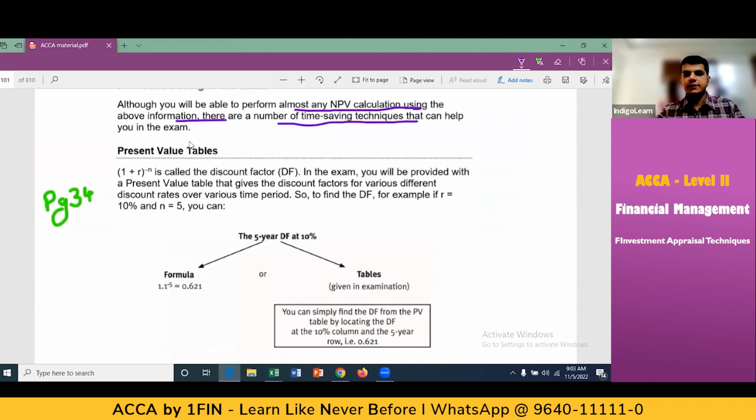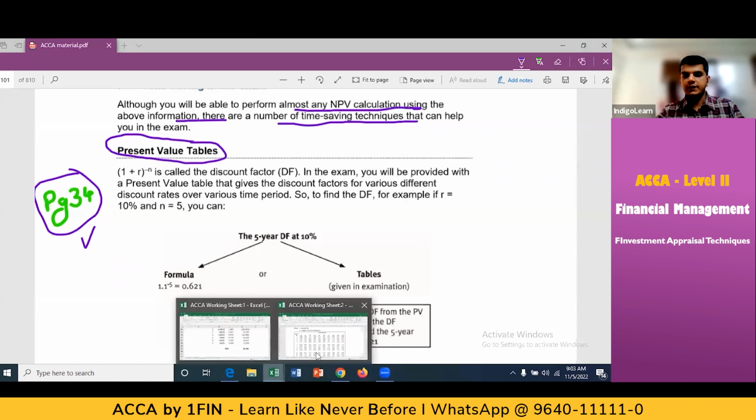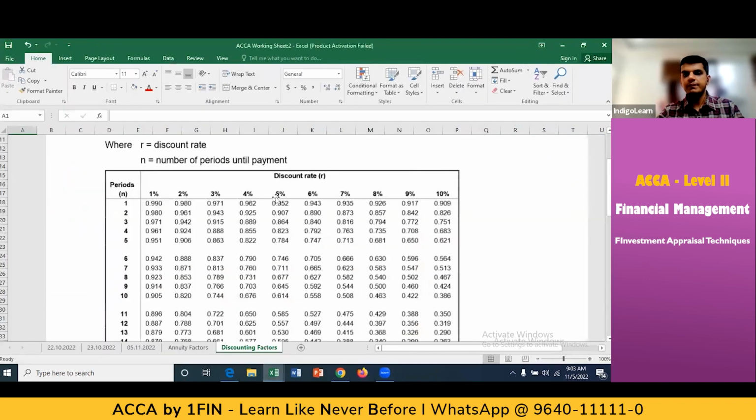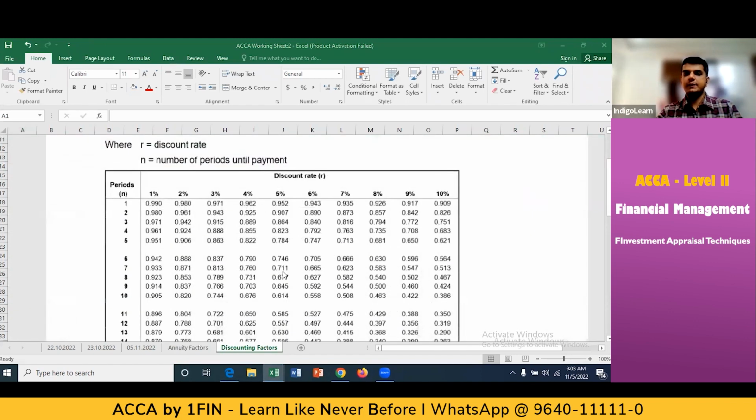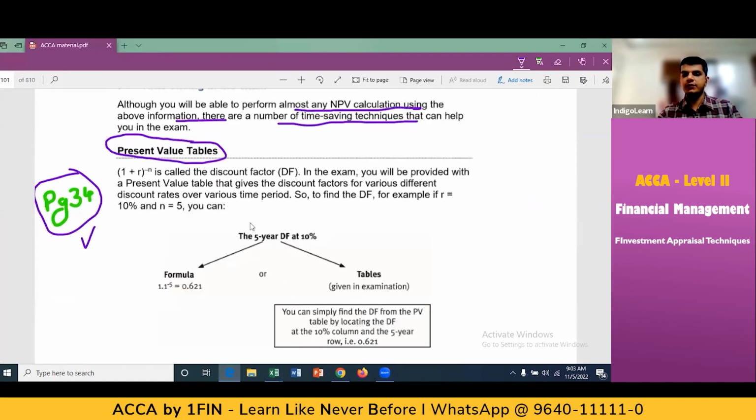One is the present value table that we are already covering in any case since the beginning. It is given on page number 34. If you want to refer, you can directly refer. It is the same as what we have covered here. So this is the discounting table. This is the annuity table. We'll cover one by one. It is the same from Kaplan. You can refer to page number 34.